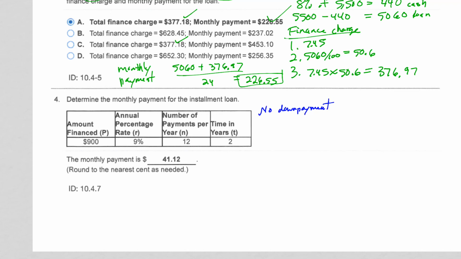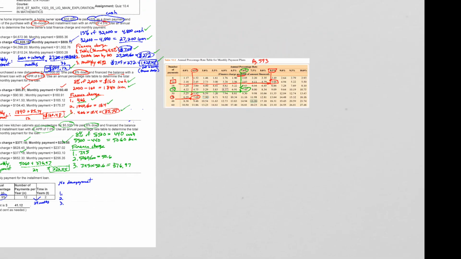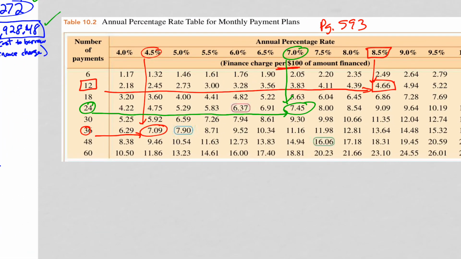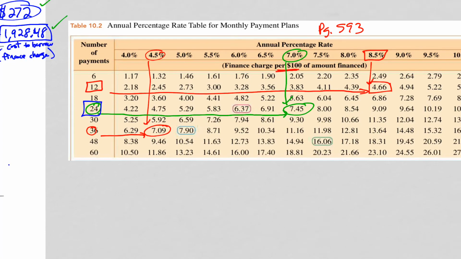So we're borrowing this much. There's our APR, sorry. And our time is not 12 or 2, it's both of those together. So it's 12 payments in a year for 2 years. That's 24 payments, or 24 months. Okay, so we just go straight to our 3-step process here. So we're looking at 9% and 24 months.